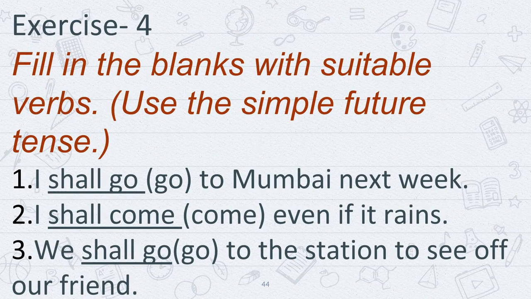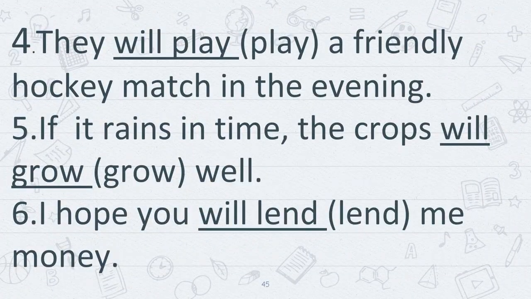Now, this is your fourth exercise. Fill in the blanks with suitable verbs. Use the simple future tense. First, I shall go to Mumbai next week. Second, I shall come even if it rains. Third, we shall go to the station to see off our friend. Fourth, they will play a friendly hockey match in the evening. Fifth, if it rains in time, the crops will grow well. Sixth, I hope you will lend me money.